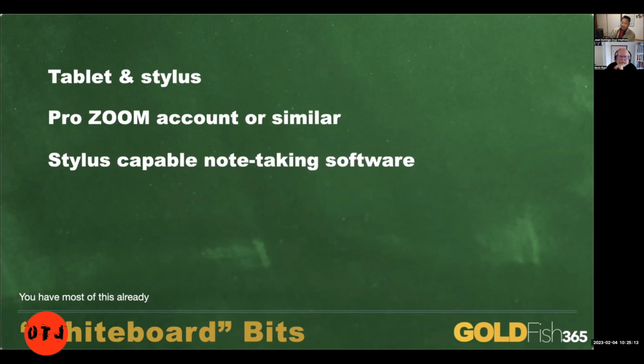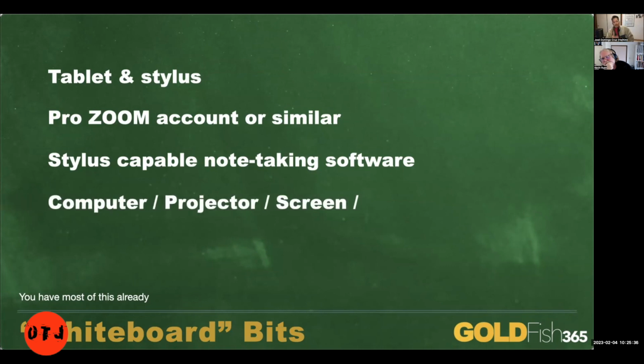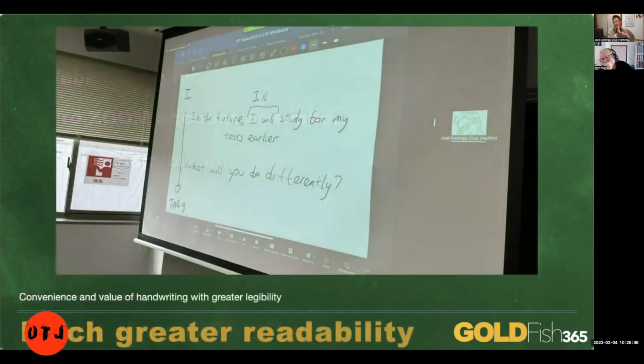I would recommend a piece of software called GoodNotes, G-O-O-D-N-O-T-E-S, one word, because it is really, really good at working with a tablet and a stylus, and it will digitize everything that you write. If you write in clear enough handwriting, it will digitize all of that into digital editable text. Okay, you already have a computer, a projector, and a screen, I'm assuming, in your room, unless you're working in a caveman-type school. And you're going to get something like this.